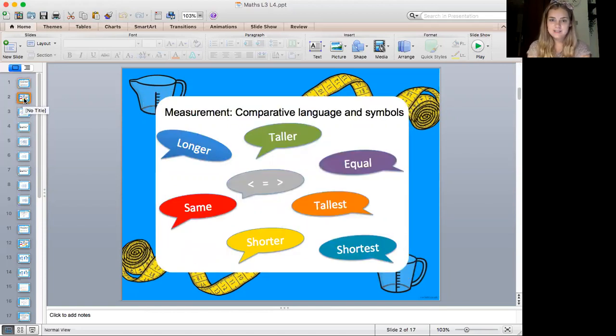Comparative language and symbols. When we're comparing, we use words such as longer, taller, same, shorter, shortest, tallest, equal. We also use symbols: more than, less than, and equal to. These symbols we've met before when we were doing our money and we made our crocodiles.